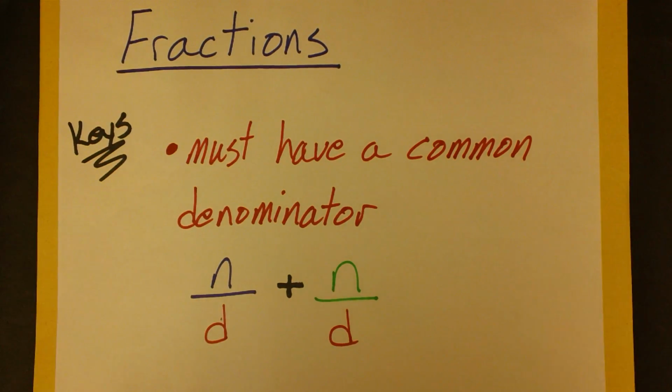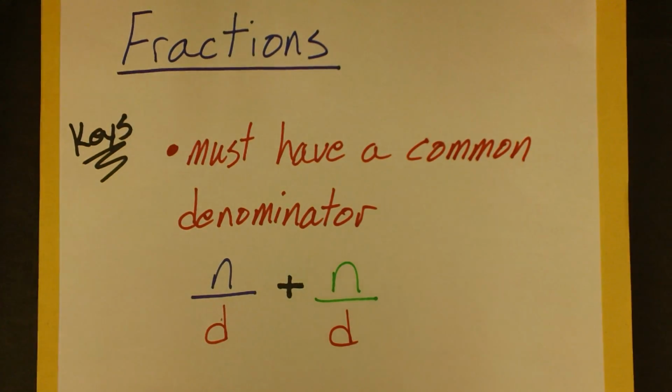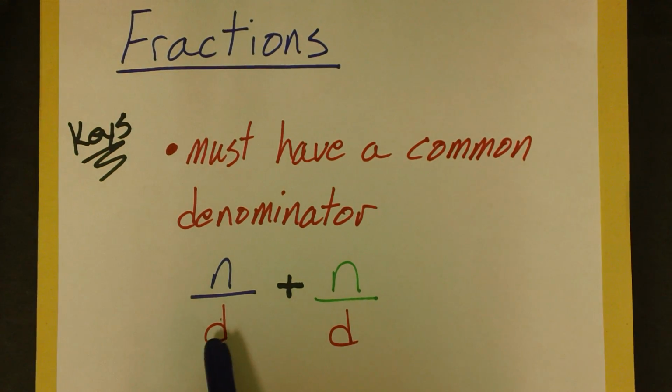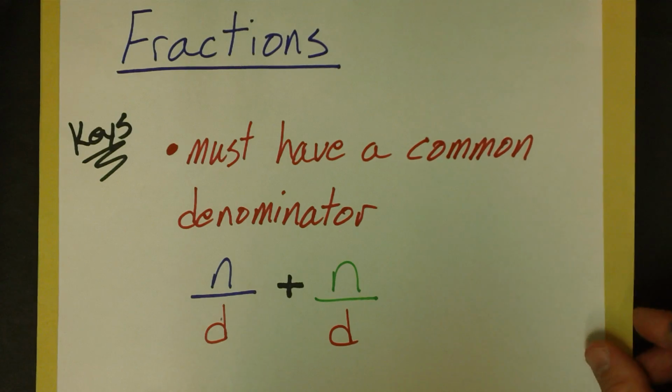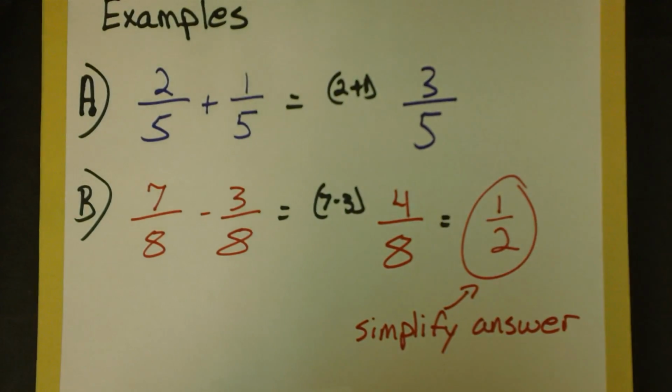Starting with fractions. The key is that you must have a common denominator. Remember that denominator is the number at the bottom of the fraction. So that number at the bottom of the fraction has to be the same on both fractions in order to add or subtract. Let's look at some examples.